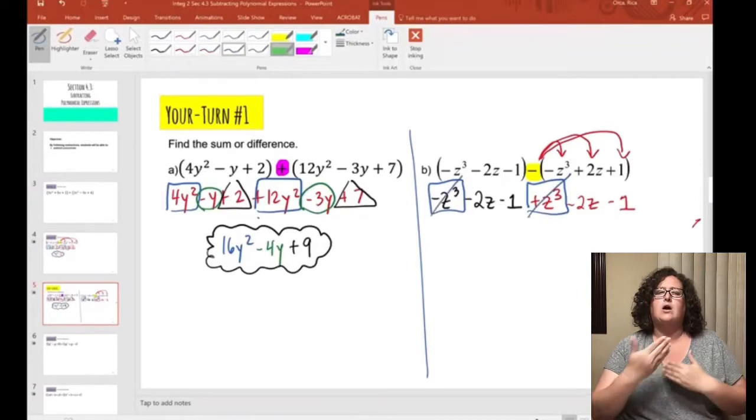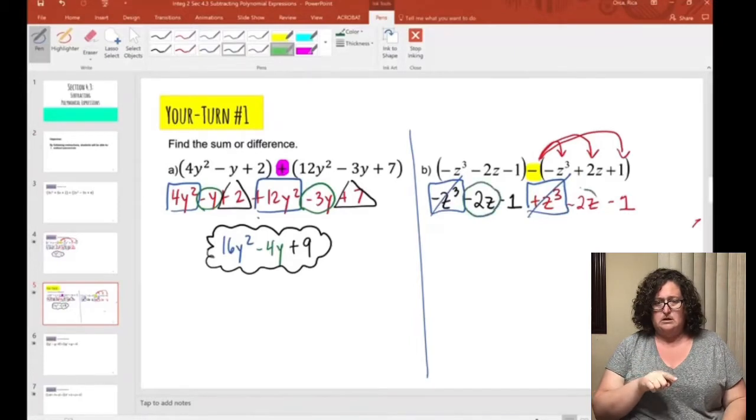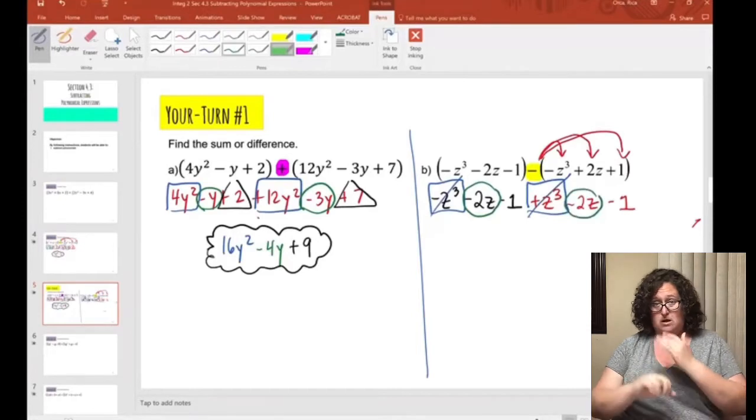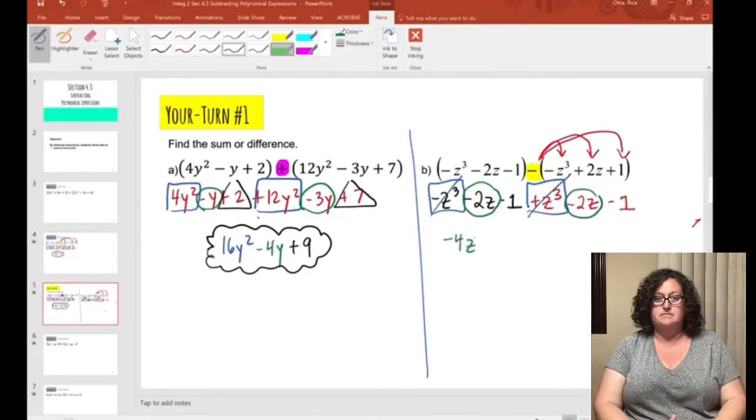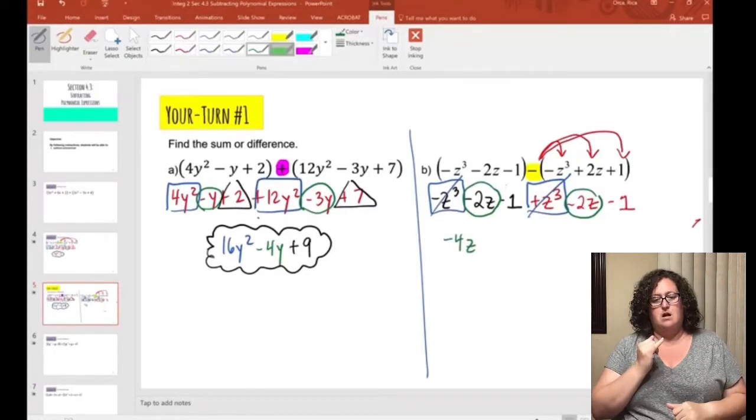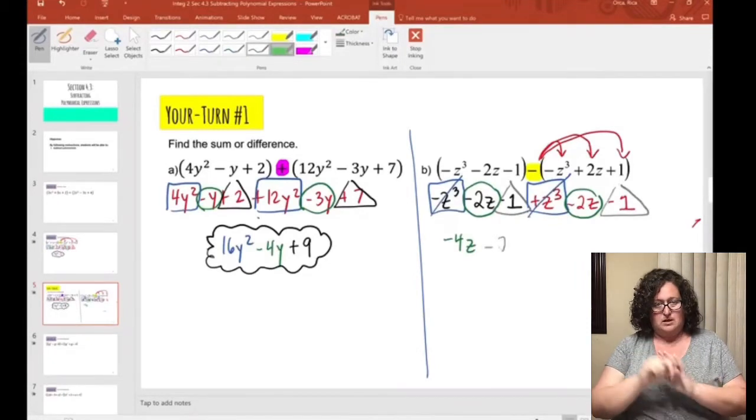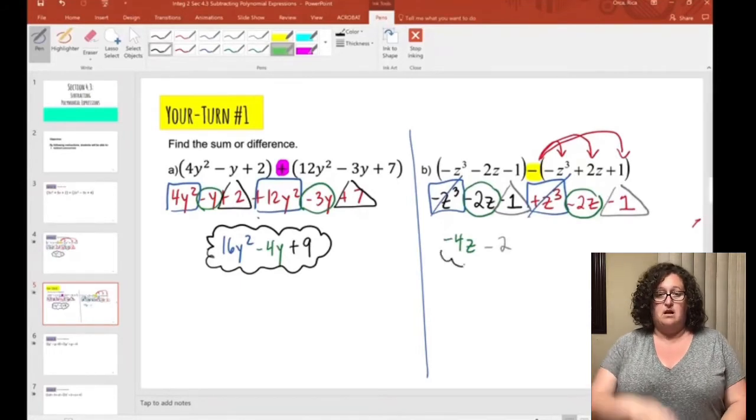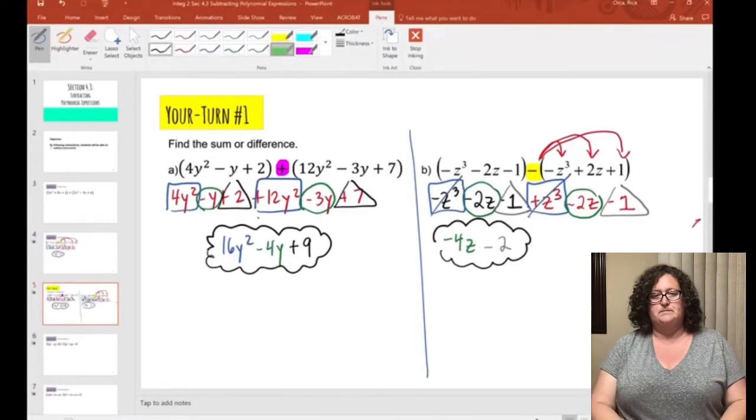Our next set is negative 2z minus 2z. Negative 2z minus 2z is negative 4z. And finally, negative 1 minus 1 is negative 2. The final answer is negative 4z minus 2.